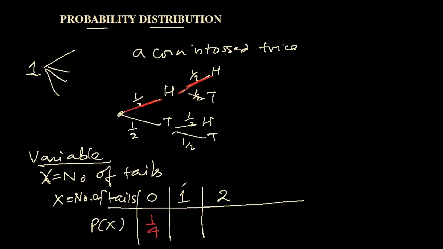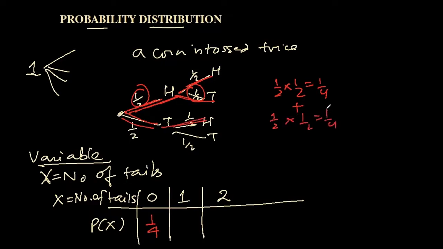Now we want one tail, right? So one tail is this branch or this branch. There are two branches, right? The first branch will be half multiplied by half, which is 1/4. Or we'll have this half multiplied by this half, again 1/4. So 1/4 plus 1/4 will be half. The probability of getting exactly one tail is half.